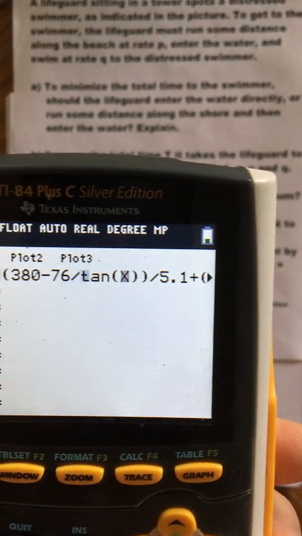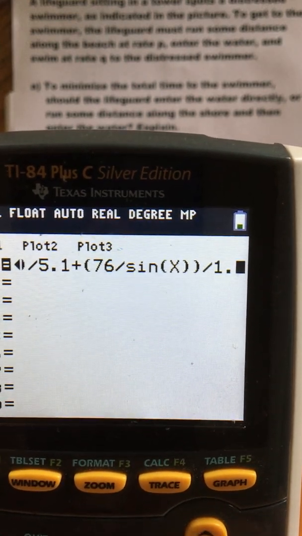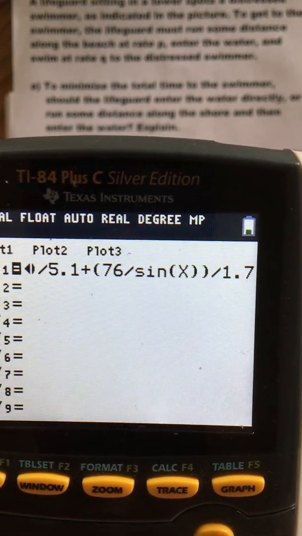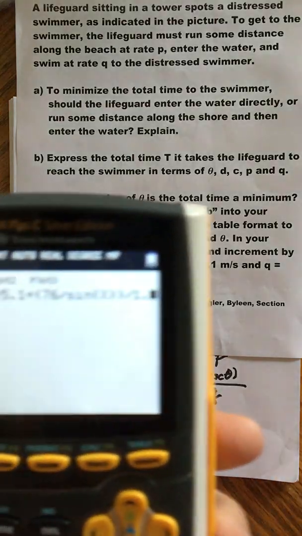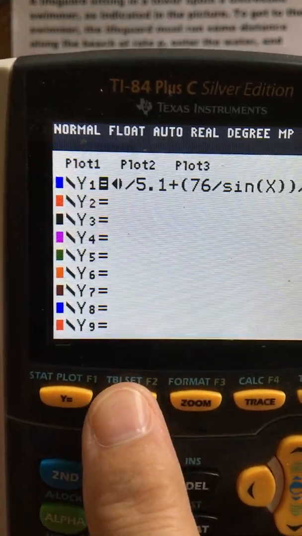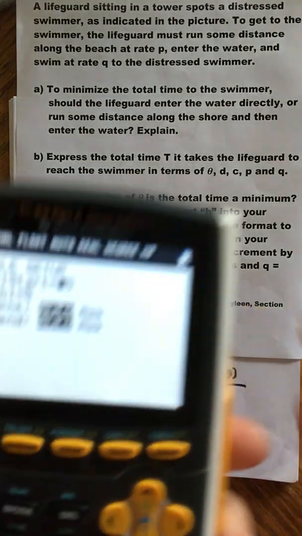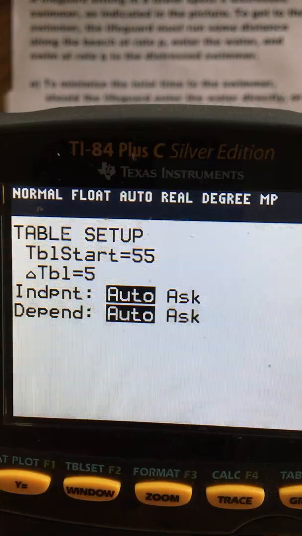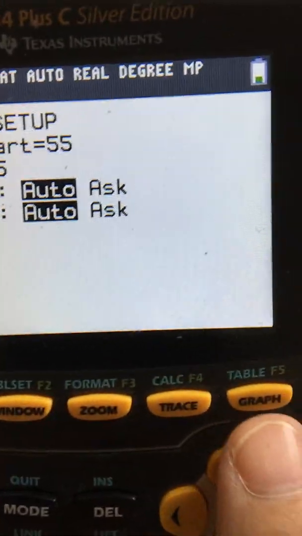So let me move it forward. There's your 76 divided by your sine theta, or sine x. Again, this parentheses closes that parentheses, and now divided by 1.7. That's this. Okay. So now what you do is you go to second table set. And they told you to start at 55, end at 85, increment by 5 degrees. So that's what I've done. Now I'm going to see what I've got under table. So I'm going to do second table.